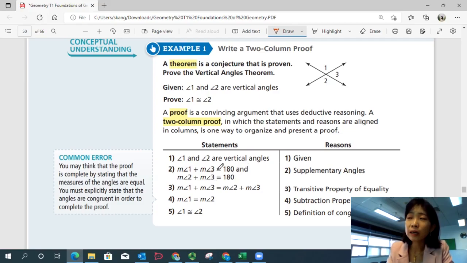So we're going to make those statements equal to each other. So measure angle 1 plus 3 is equal to measure angle 2 and 3, right? Then, solving the equation, simplifying it, we can subtract measure angle 3 on both sides because it must be the same angle, right? And so that means measure angle 1 and 2 must be the same, which makes, by definition, the angles congruent. Okay? So now we have proven with the two-column proof that any vertical angles given would be congruent.